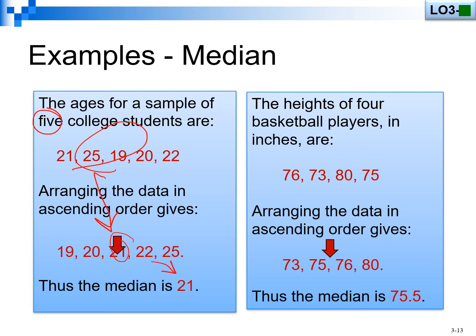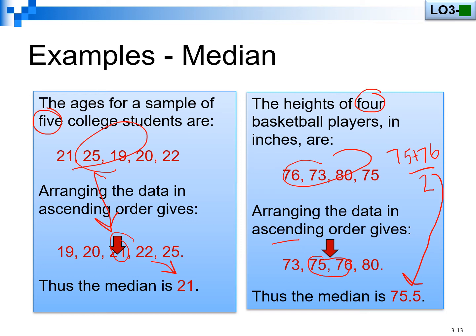So what if you had an even number? In this case, it's the heights of 4 basketball players. So here's the random data. They put it in ascending order right here. Because it's an even number, you take the 2 most middle, in this case 75 and 76, and you take 75 plus 76 and divide that by 2, and you get the median. In this case, it would be 75.5.